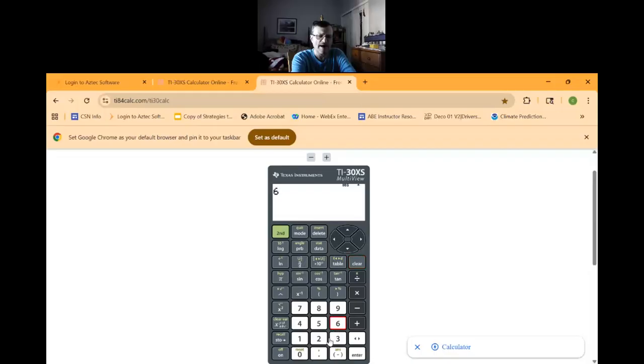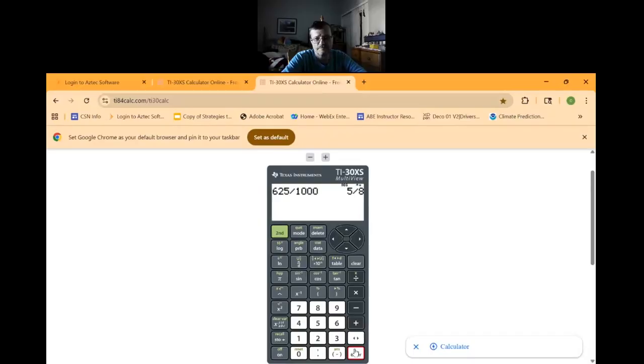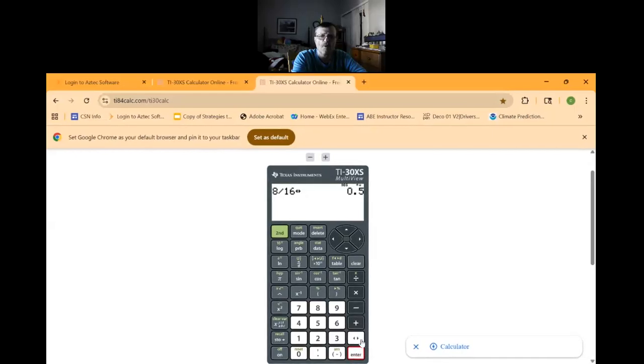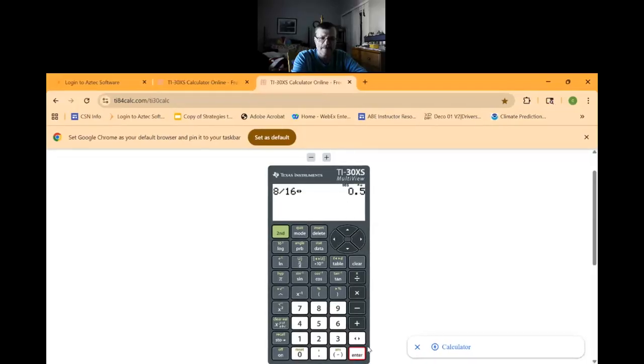Remember 625 over 1,000? If you hit enter, it's going to give you a fraction in lowest terms if it's possible. 8 over 16. 0.5. I did the toggle. That's why it gave me the decimal. Okay, that's fine.